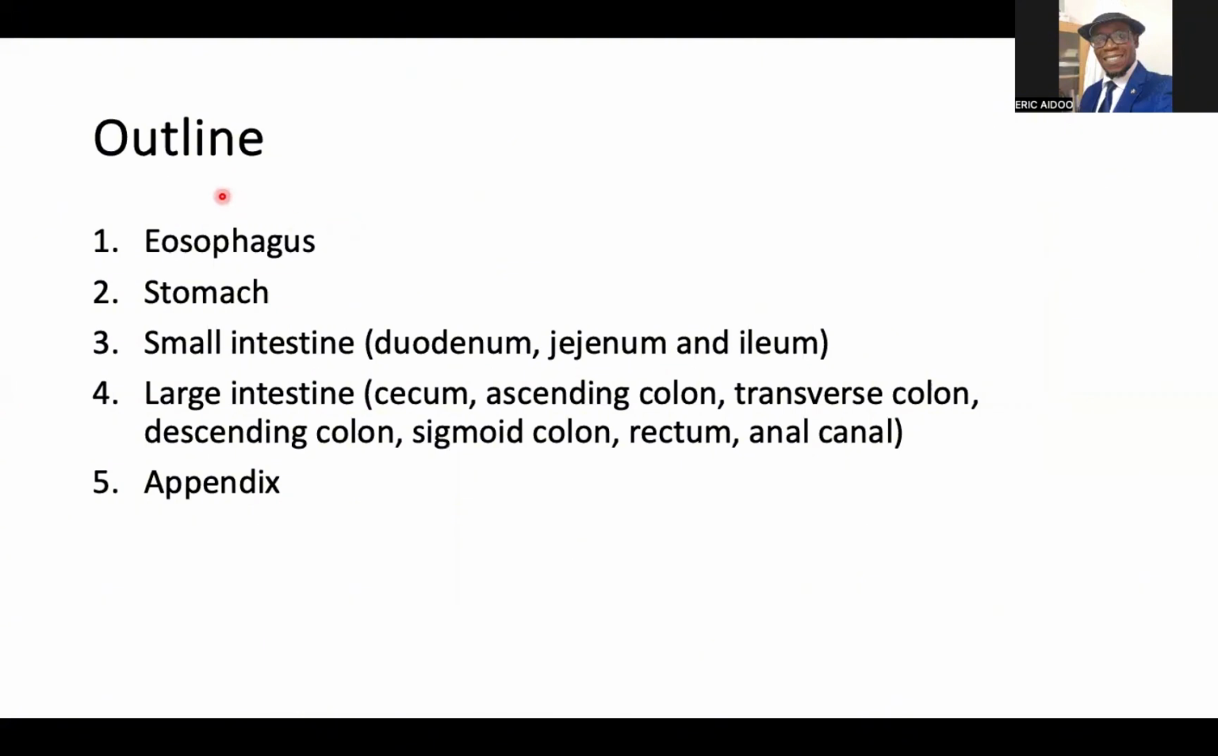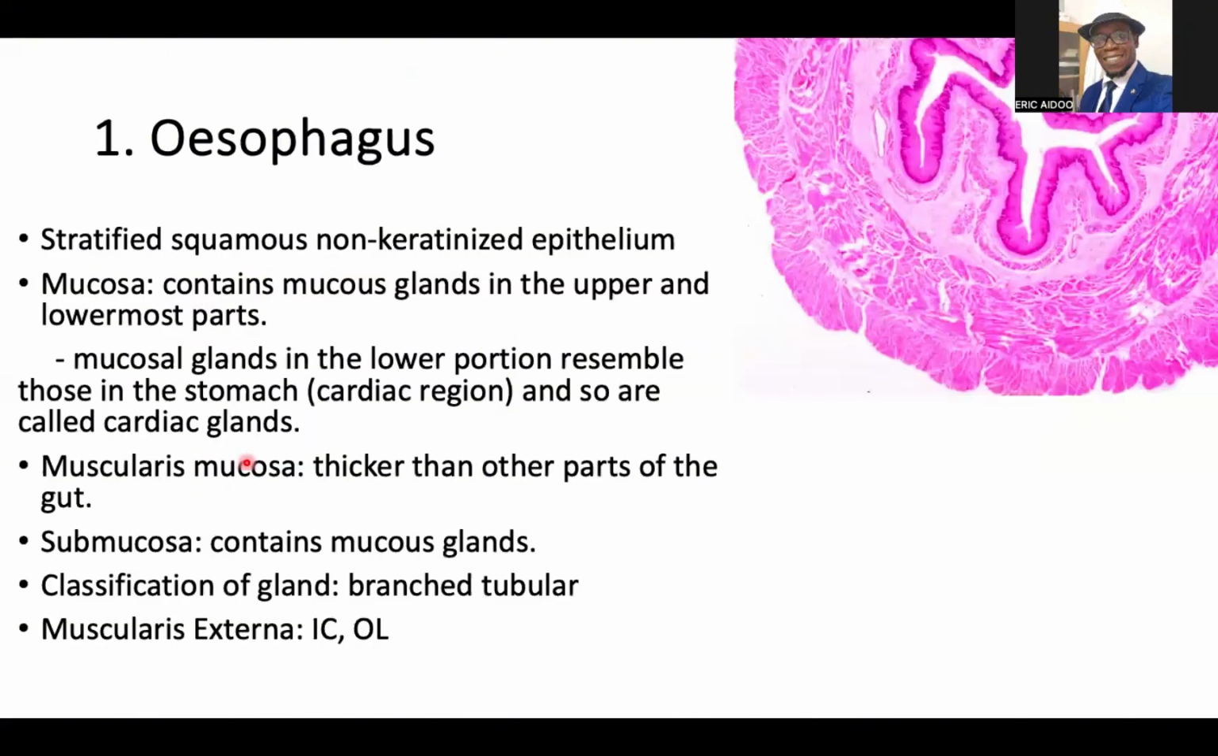So the outline for this episode will be esophagus, stomach, small intestine, from duodenum, jejunum, and ileum, then large intestine. We look at all that, then the appendix.